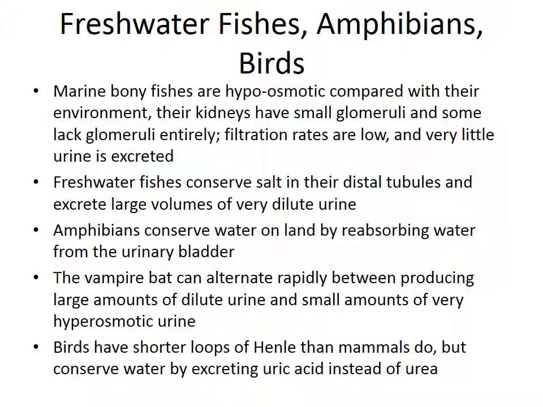The vampire bat, which is an unusual creature, can alternate rapidly between producing large amounts of dilute urine and small amounts of very hyperosmotic urine. Birds have shorter loops of Henle than mammals do, but conserve water by excreting uric acid instead of urea. It's kind of interesting, yes?